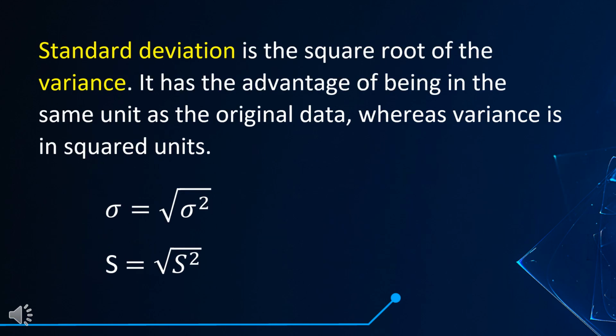Standard deviation is the square root of the variance. It has the advantage of being in the same unit as the original data, whereas variance is in squared units.